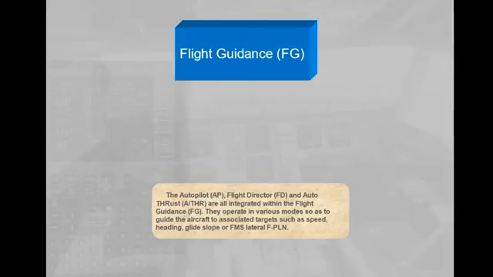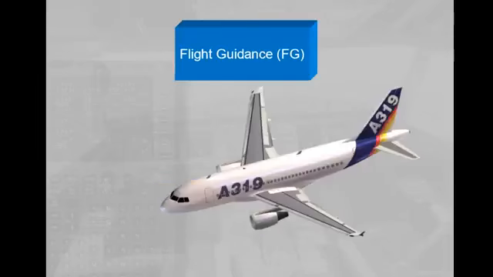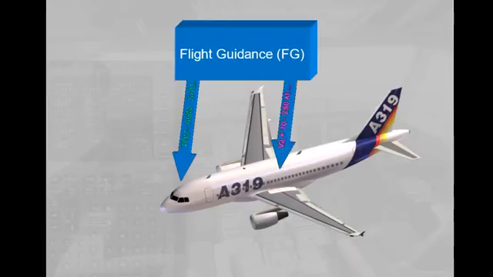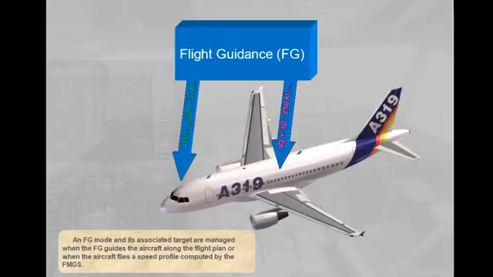The autopilot (AP), flight director (FD), and auto thrust (ATHR) are all integrated within the flight guidance (FG). They operate in various modes so as to guide the aircraft to associated targets, such as speed, heading, glide slope, or FMS lateral flight plan. An FG mode and its associated target are managed when the FG guides the aircraft along the flight plan or when the aircraft flies a speed profile computed by the FMGS.